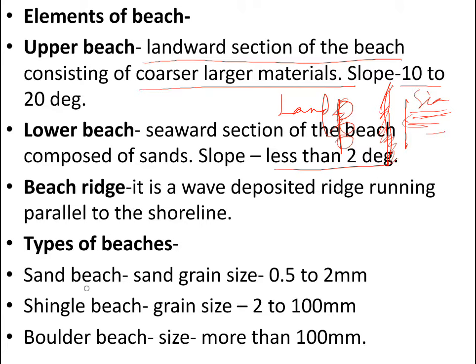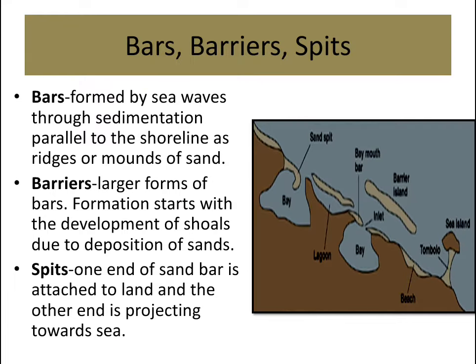Types of beaches: it can be a sand beach, shingle beach, or boulder beach, depending upon the size of the grains. A sand beach will have a grain size of 0.5 to 2 millimeters. A shingle beach will have a grain size of 200 to 100 millimeters, whereas on a boulder beach the size of the grains will be more than 100 millimeters.